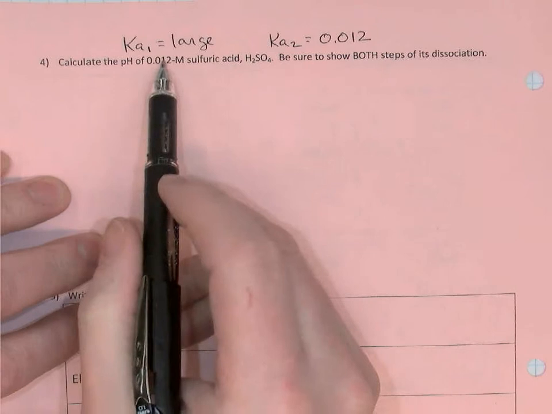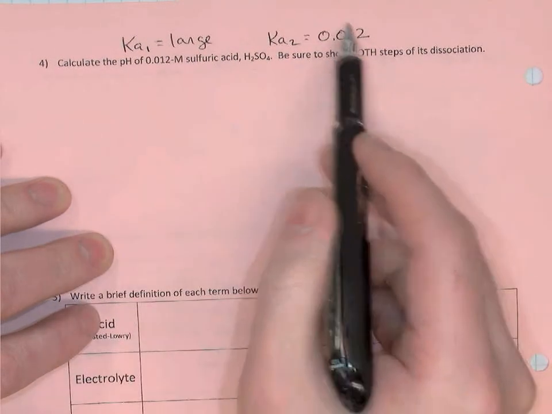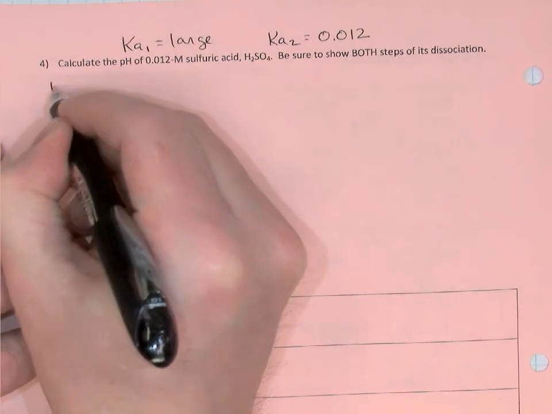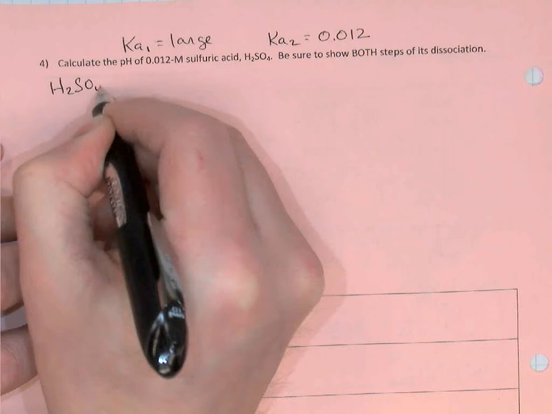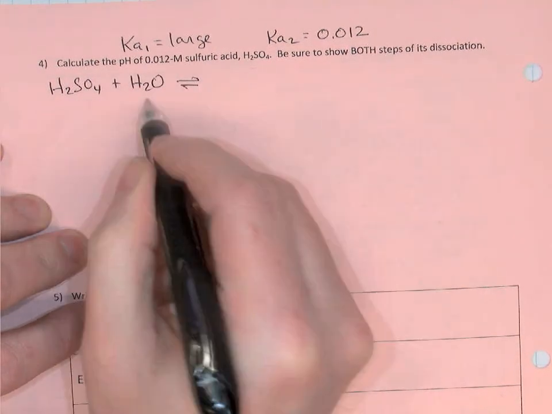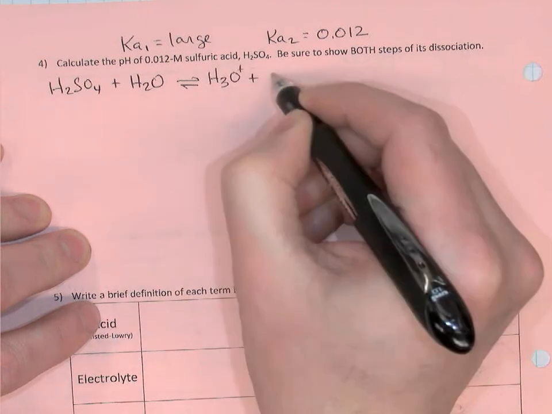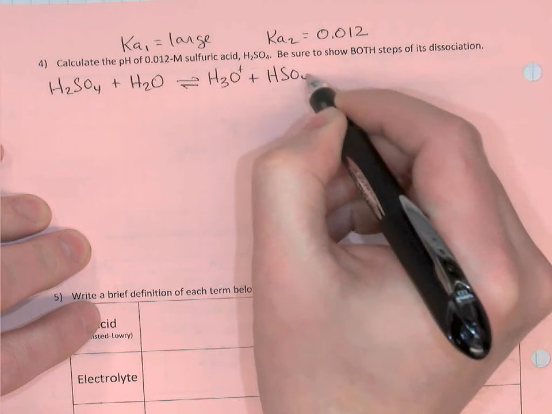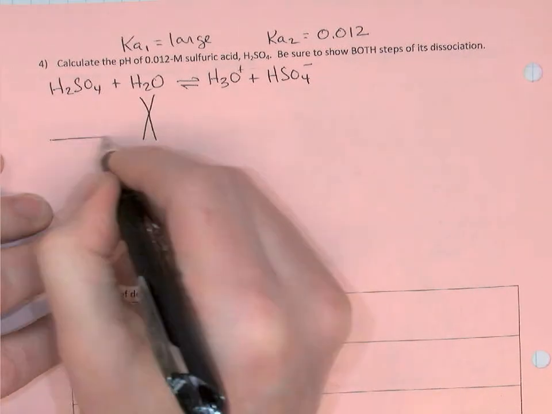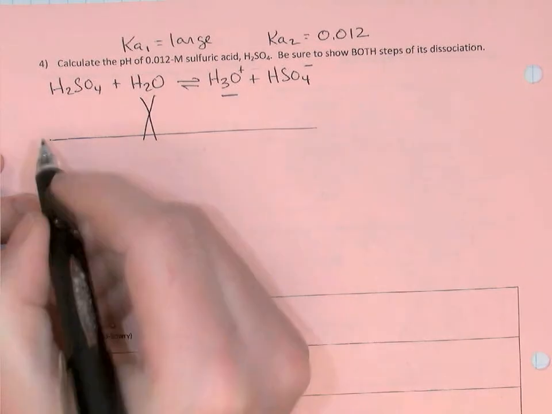So we're going to set up two ICE tables. The first one will be with Ka1 being large. The second one will be with Ka2, which is small. So let's write the balanced equation. H2SO4 reacts with water. The acid donates hydrogen to water, so we get hydronium ions and the conjugate base, which is HSO4 minus. We put in an X under water. We can ignore the initial hydronium that's in water because it's so small.